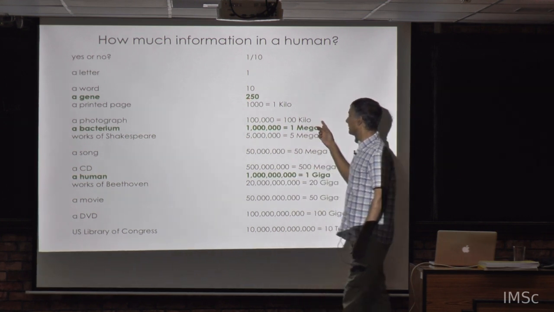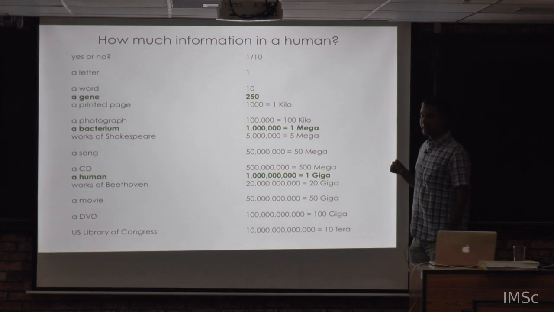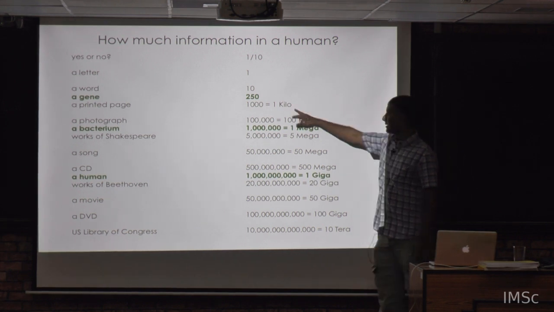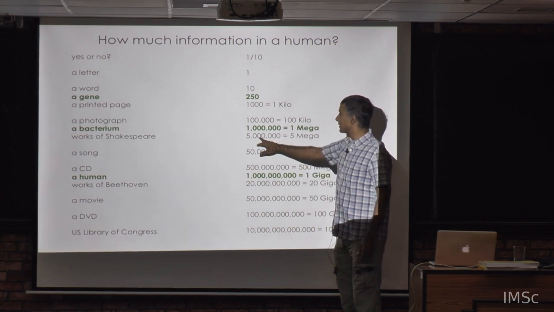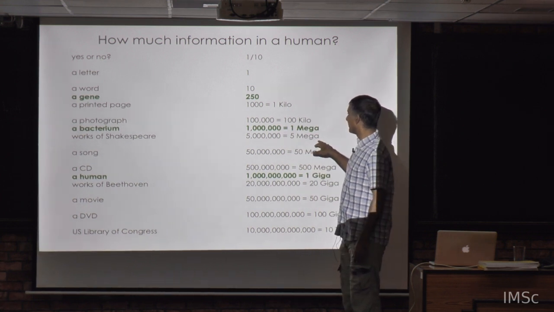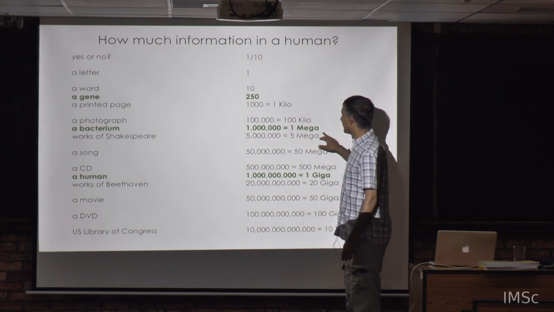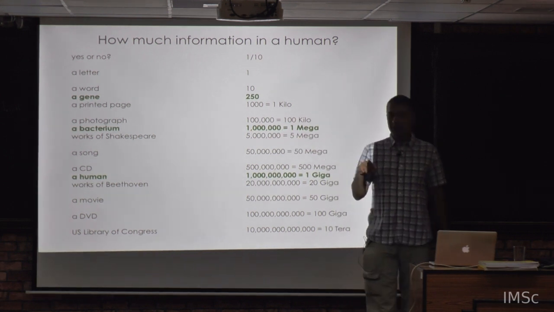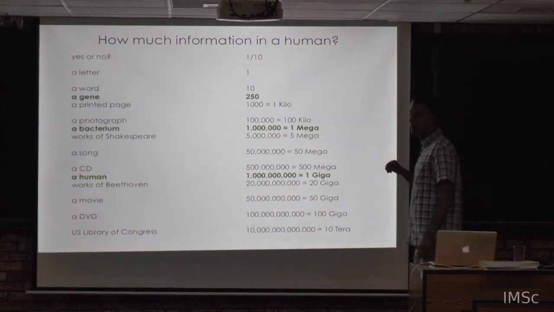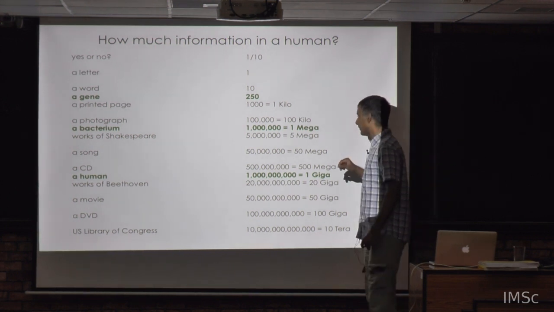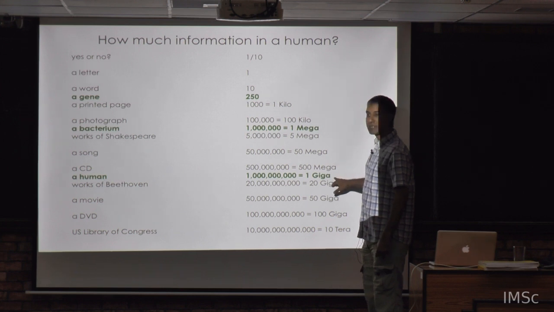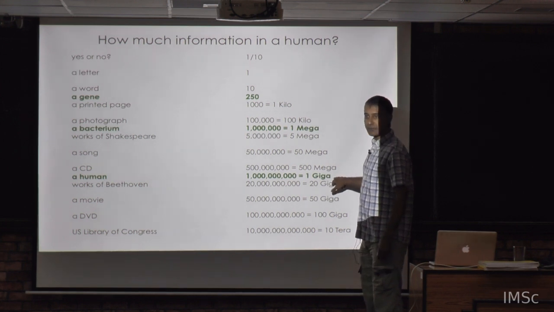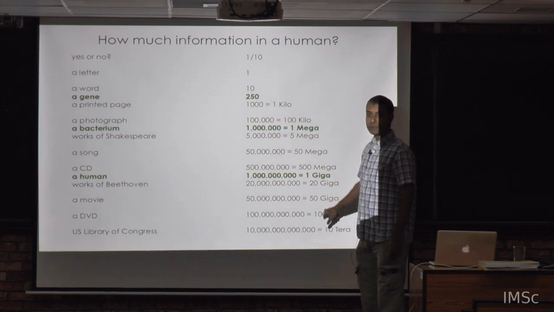A photograph is much bigger than a printed page. A picture is worth, in this case, 100 printed pages, much more than 1,000 words. All the works of Shakespeare, 5 MB, and the entire bacterial genome can be compressed to less than 1 million letters. A single song is much bigger, a CD is much bigger, but a human is just a couple of CDs. Just a couple of CDs, not even a movie.